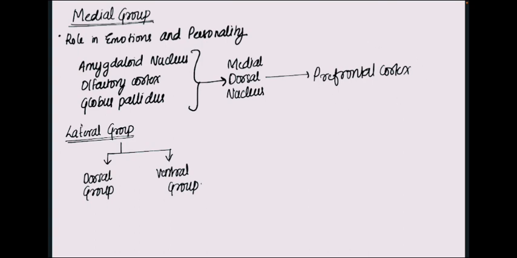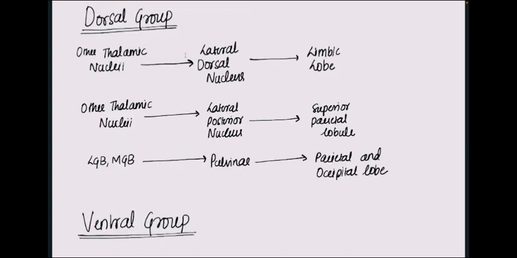The lateral group, as mentioned before, is divided into two groups: an upper group, which is known as the dorsal group, and the lower levels of nuclei known as the ventral group. Coming to the dorsal group, the lateral dorsal and the lateral posterior nucleus will receive afferent from other thalamic nuclei. The efferents from the lateral dorsal nucleus will reach the limbic lobe, whereas the efferents from the lateral posterior nucleus will reach the superior parietal lobule. The afferents from the pulvinar comes from the LGB or the lateral geniculate body and the MGB or the medial geniculate body. The efferents will go to the parietal and the occipital lobe.